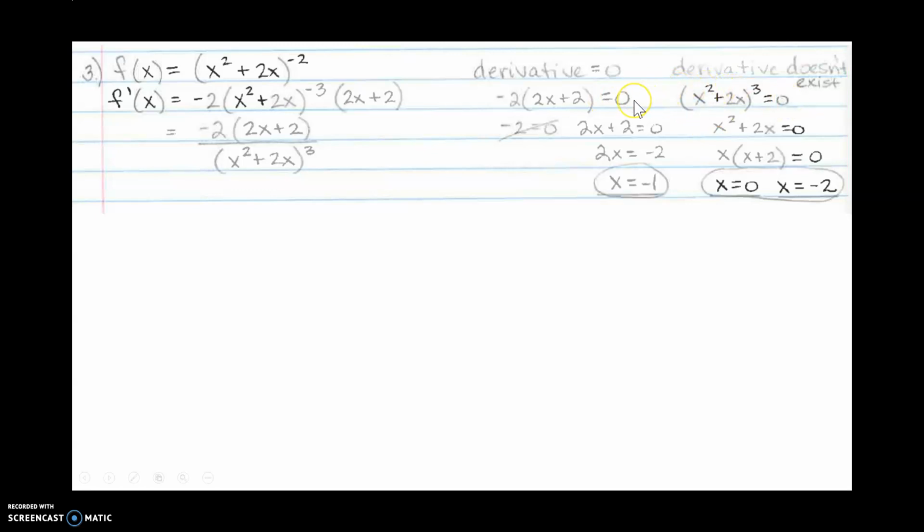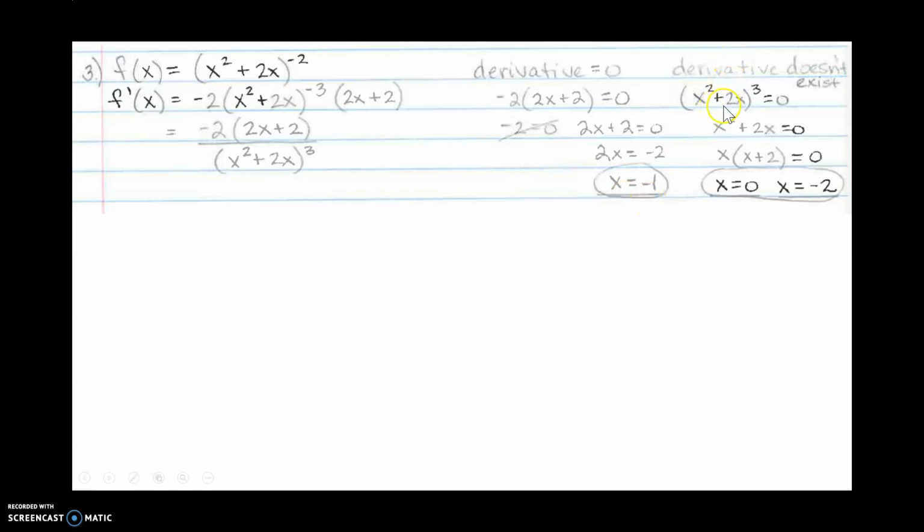So when I look at where my numerator equals 0, I've got negative 2 times 2x plus 2. So let's set each of those equal to 0. Negative 2 equals 0 doesn't exist, so we'll toss that. 2x plus 2 is equal to 0. If we subtract 2 from both sides and then divide by 2, then we'll get x is equal to negative 1. So there's one critical number.